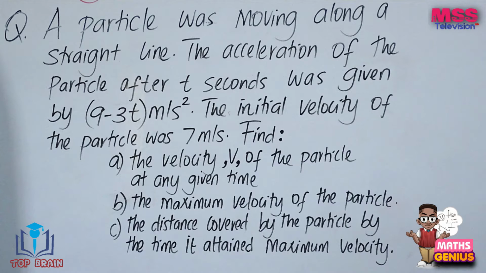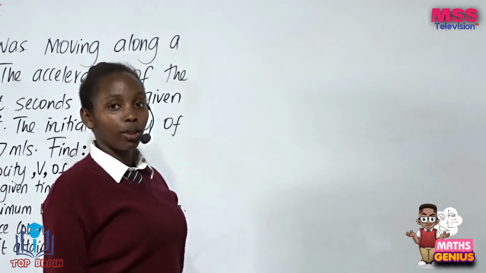Find A, the velocity v of the particle at any given time. B, the maximum velocity of the particle. C, the distance covered by the particle by the time it attained maximum velocity. And this is how we solve the question.